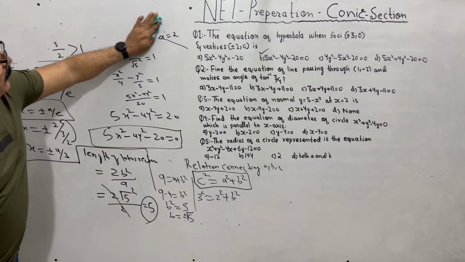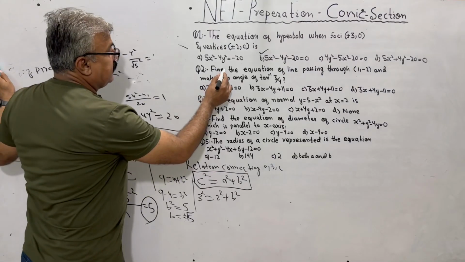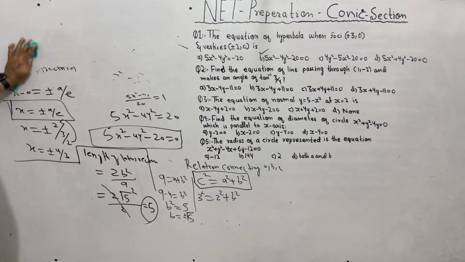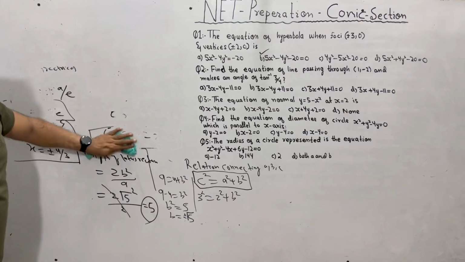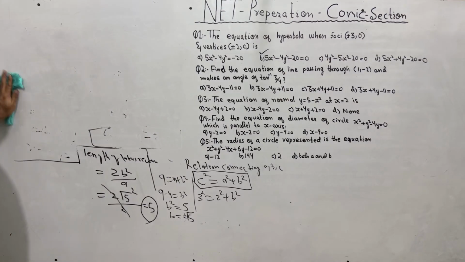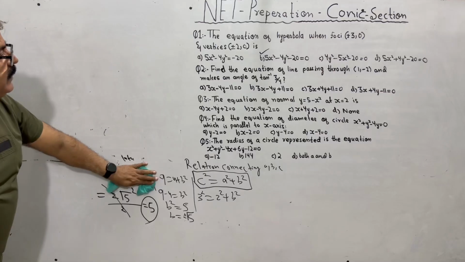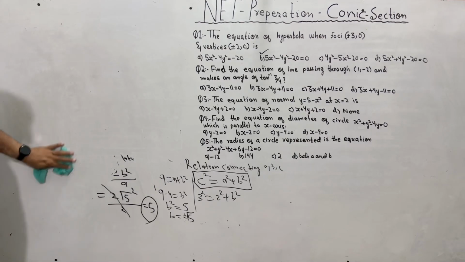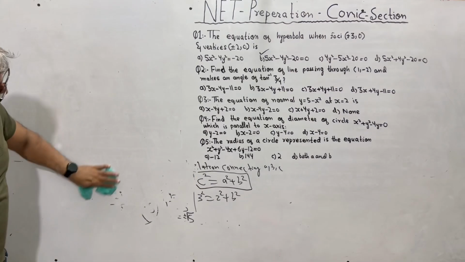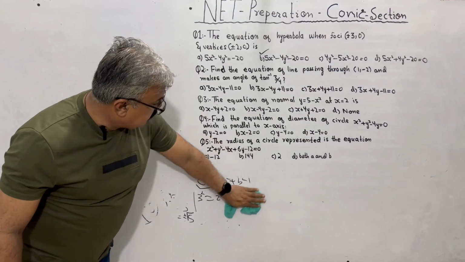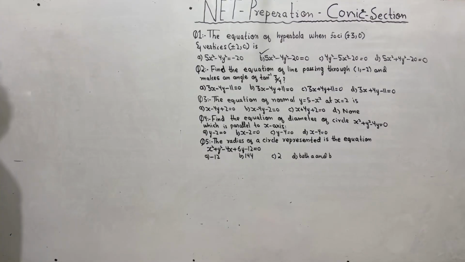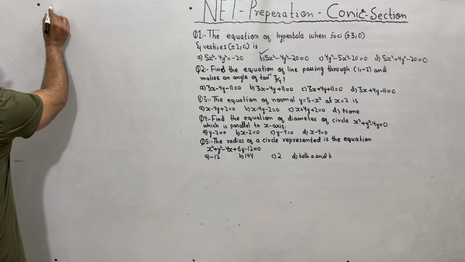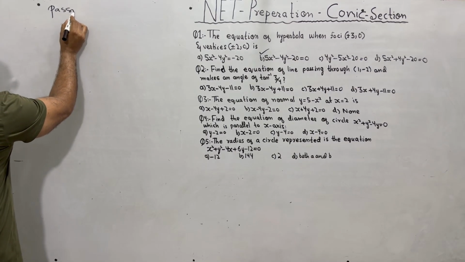Moving towards question number 2. Find the equation of the line passing through 1, minus 2 and making an angle of tan inverse of 3 over 4, or arc tan 3 over 4. We have been given a point and an angle. The point is the passing point, the point the line passes through.